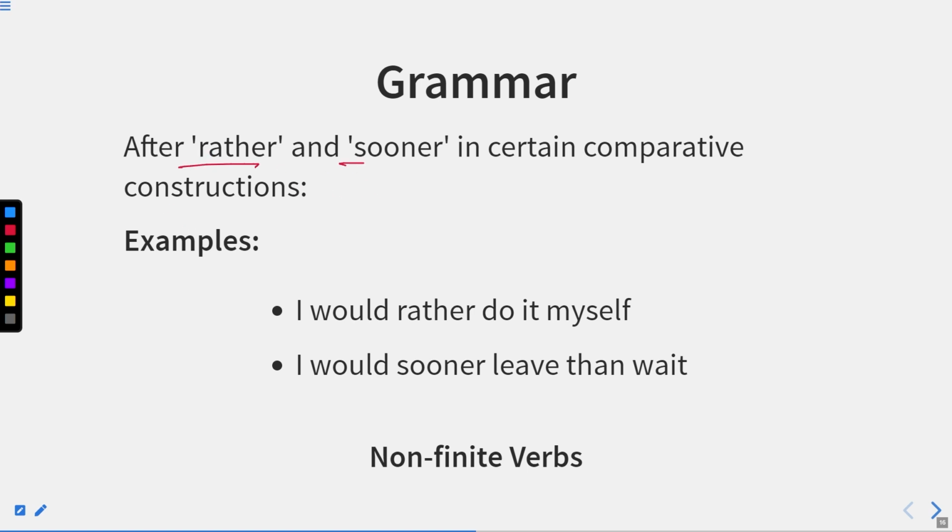Now, after the words "rather" and "sooner," in certain comparative constructions, of course, we do not write "to." "I would rather do it myself." "I would sooner leave than wait." So, with these terms as well, we will not add "to," and we will use bare infinitives.